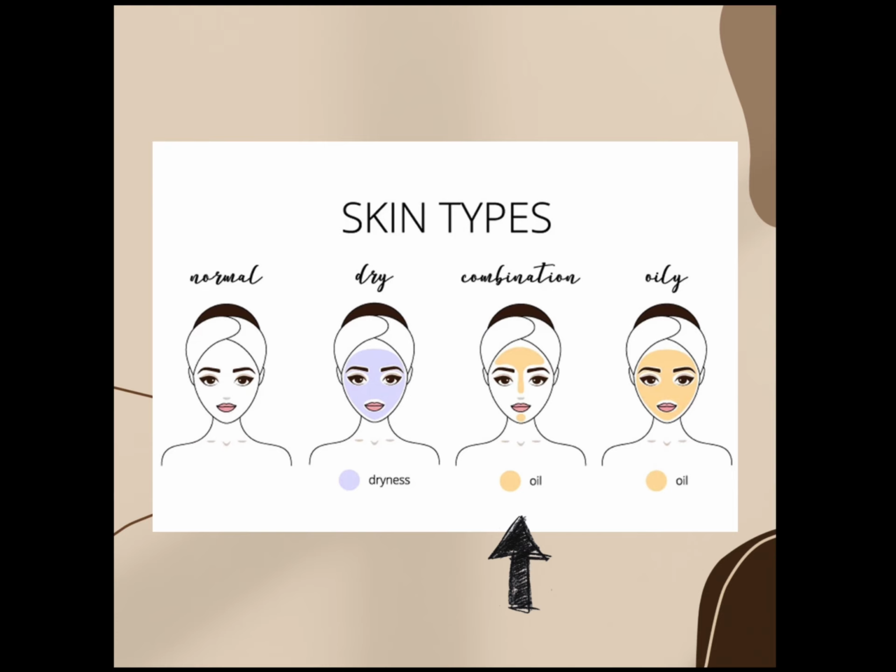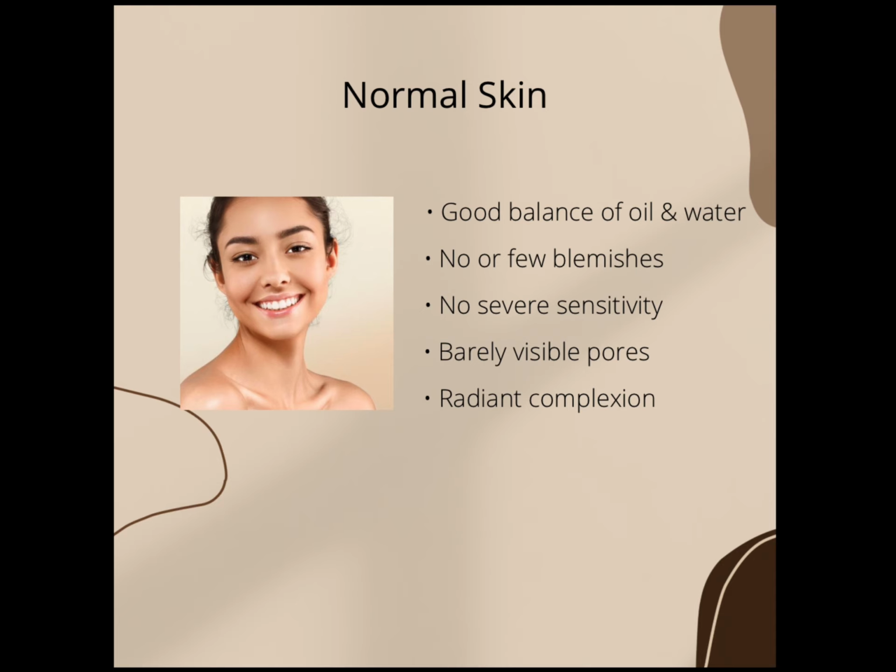Normal skin is well balanced in the moisture and oil arenas. Normal skin usually has no or few blemishes, no severe sensitivity, and not very visible pores. Normal skin has a radiant complexion as well. When normal skin is washed, there is no noticeable difference in the appearance from before it's washed to after. There is also no notable comfort level change post-wash. Simple routines tend to be best for normal skin as it is fairly sufficiently nourished and balanced overall.